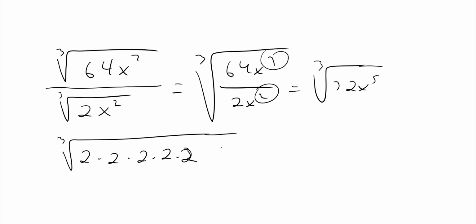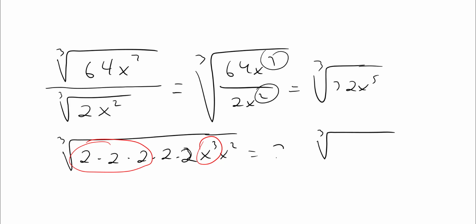X to the fifth, so this is going to be x cubed, x squared, right? Because it's got to be in multiples of 3. All right, so here's what we're taking out. The cube root, that comes out, and that comes out. So we get, let me put the cube root here. What are we taking out? We're taking a 2 out. And what do we have left over? We have that left over and that left over.